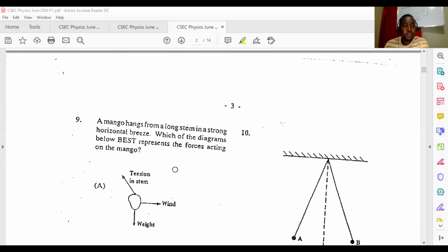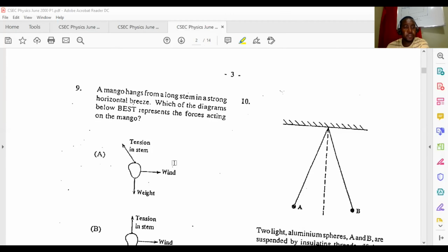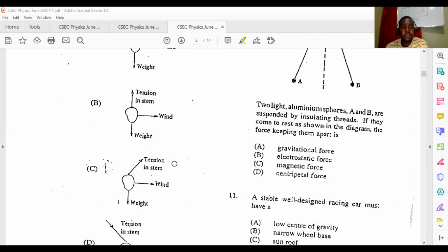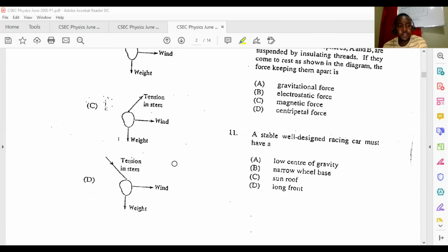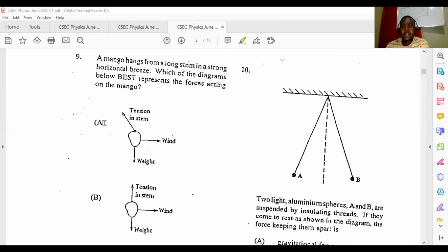A mango hangs from a long stem in a strong horizontal breeze. Which of the following best describes the force acting on the mango? B, A. Yep, it is A. All right, so let's explain why it's A. So if we have the two forces, one going this way, one going that way, then your resultant force is going in that direction, right?